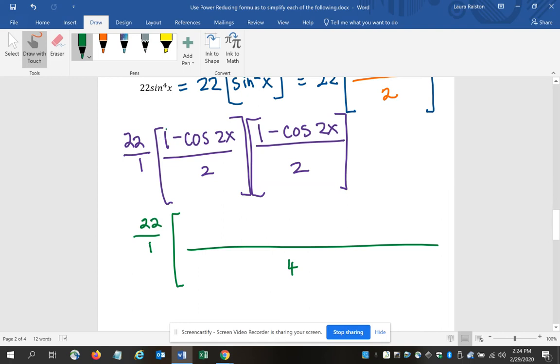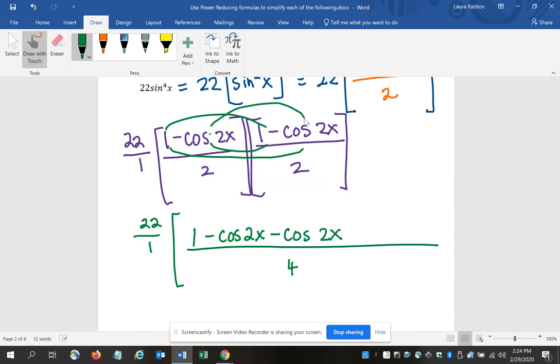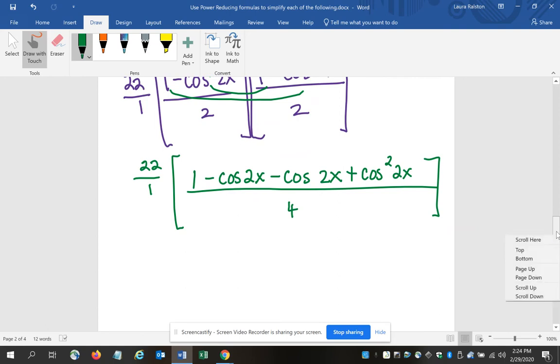In the numerators, we're going to use FOIL again. 1 times 1 is 1. 1 times minus cosine 2x is minus cosine 2x. Minus cosine 2x times 1 is minus cosine 2x. Minus cosine 2x times minus cosine 2x. Be careful, that's positive cosine squared 2x. Okay, then we can multiply through by the 22.